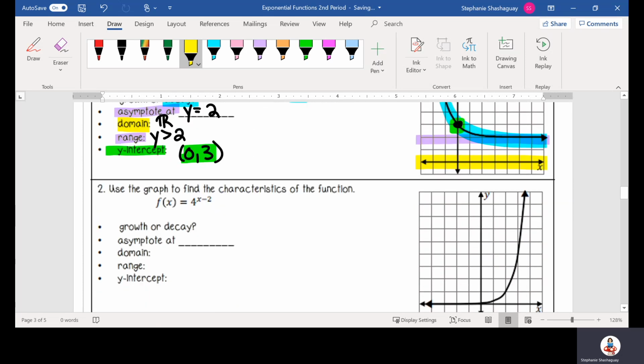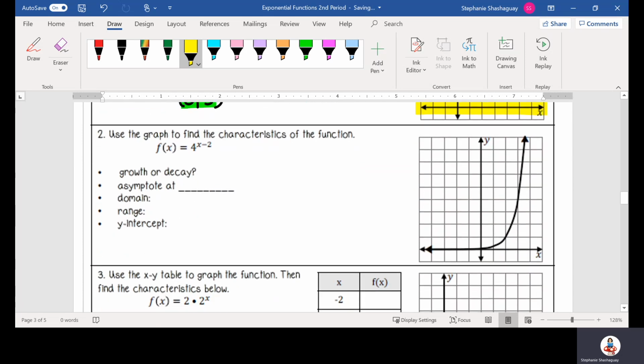All right, moving on to number 2. Use the graph to find the characteristics of the function. Okay, again, I can rewrite this function with an a term, and that a term would just be 1. Again, if there's not an a term listed, it is not 0, it is 1. That's multiplied by 4 to the x minus 2 power. Now again, this negative 2 is doing something to that function, and it's transforming it. We're going to learn about that tomorrow, but they're giving us a preview of it now.